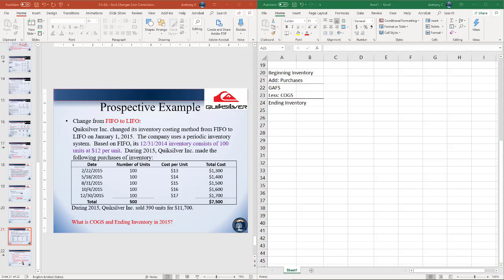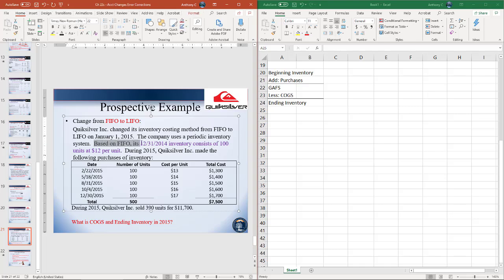Okay, so our beginning inventory would be our beginning inventory under FIFO, because again, we're handling this prospectively. We're not going to go back and change anything. We'll just use this new method in the current period going forward. So in this example, it told us based on FIFO, our ending inventory in 2014 consists of 100 units at $12 per unit. So that tells us our beginning inventory would be the $1,200 here. Okay, so that's just the 100 units times 12 apiece.